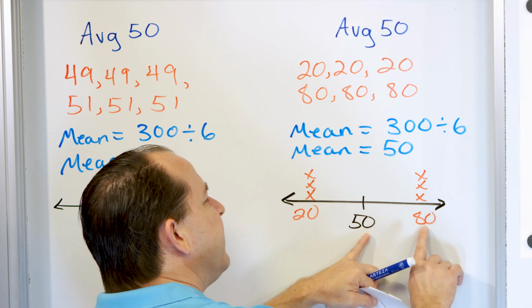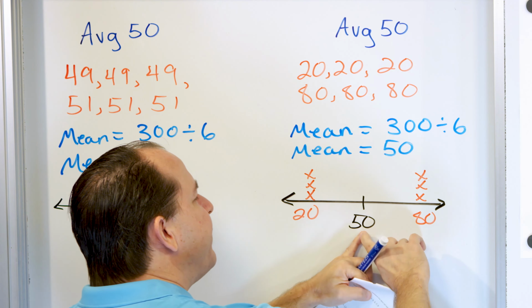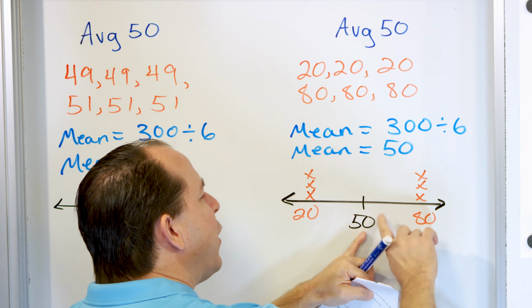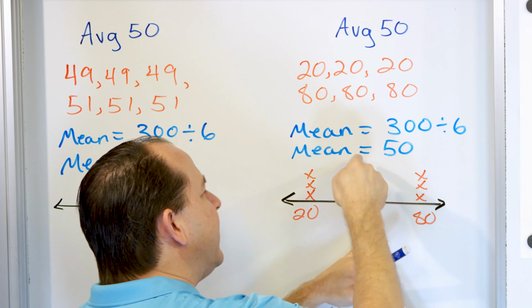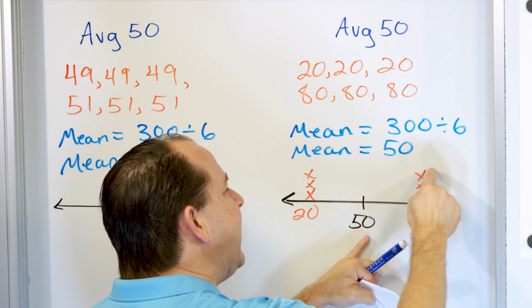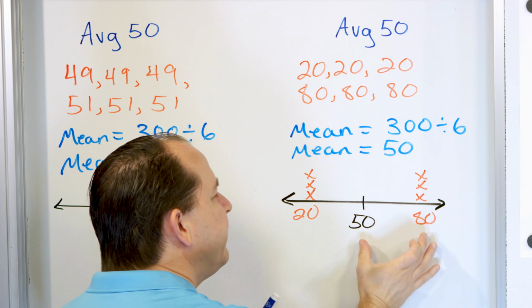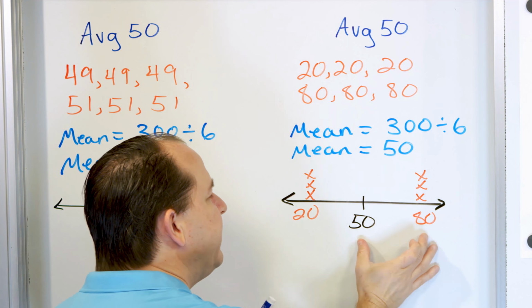So we know that this point at 80 is far away from 50, and how far away is it? It is 30 points higher. Why? Because 80 minus 50 is 30. And I have another point that's also at the same place, so 80 minus 50 is 30. And I have another point, 80 minus 50 is 30. So all of these points are 30 units away from the mean, right?